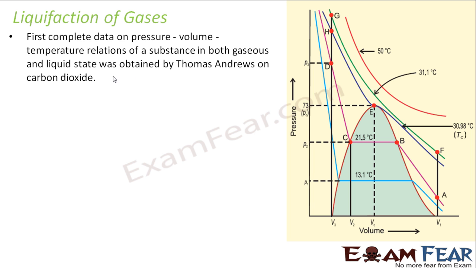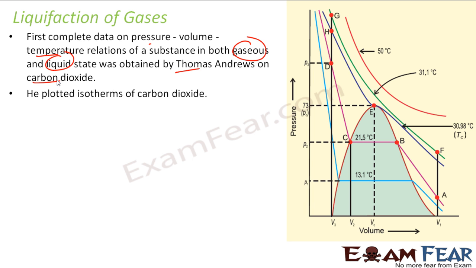See, the first person who had complete pressure, volume, temperature data for both gaseous and liquid states was Thomas Andrews, and he did it for carbon dioxide. And the fact is carbon dioxide behaves like a real gas, right? So he plotted the isotherms, where the temperature is constant. I'll explain this graph to you. And why we are studying this graph is because real gas behaves like carbon dioxide.